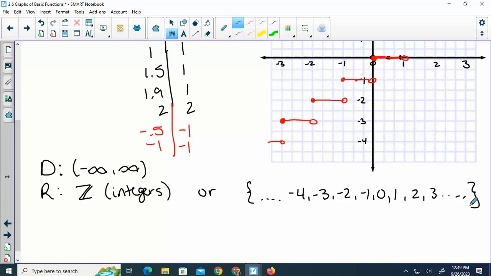Increasing, decreasing, constant. How would we answer that? Is this graph ever increasing? No. Is it ever decreasing? No. Is it ever constant? Yeah. Each step is constant. So in between the steps we have a break, but each of those individual steps is a constant function. Alright.